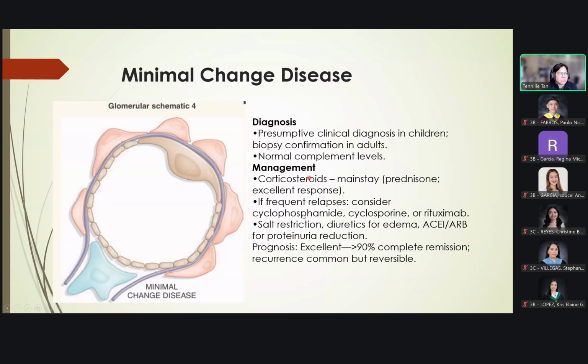So diagnosis is often a presumptive clinical diagnosis in children. However, biopsy confirmation in adults would be needed because it doesn't occur that frequently in adults. And then you'll often have normal complement levels. The mainstay of treatment is steroids. Patients typically will have an excellent response to steroids. However, some patients might have frequent relapses, so they need to consider other immunosuppressive therapies.